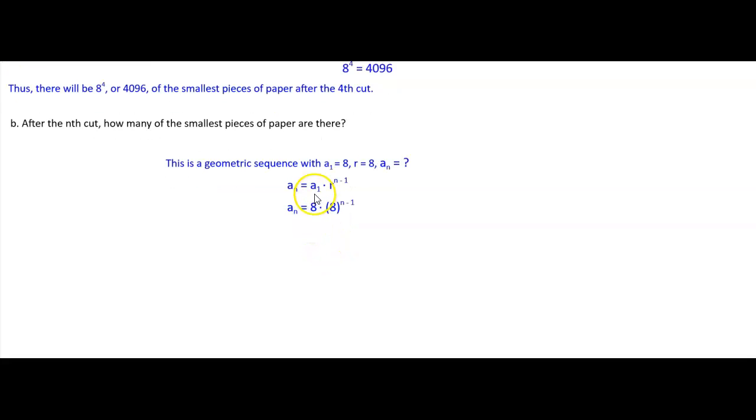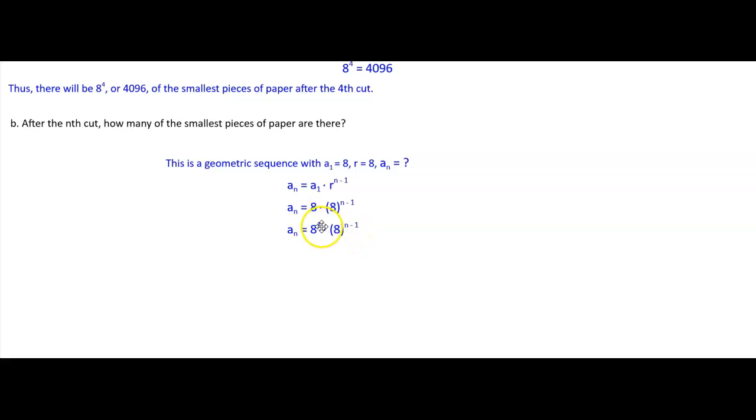Okay, we know that the first term is 8. We know the common ratio is 8, and that's to the power of n minus 1. Now, remember that you have this 8, which has an exponent of 1. This 8 has an exponent of n minus 1.